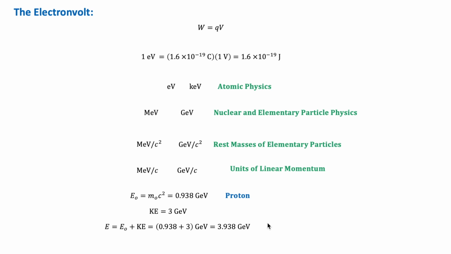So for example, the rest mass of the proton is 0.938 GeV/c². Suppose it has a kinetic energy of 3 GeV, then its total energy is 3.938 GeV, okay? And in a similar way, MeV/c and GeV/c are sometimes used as units for linear momentum.